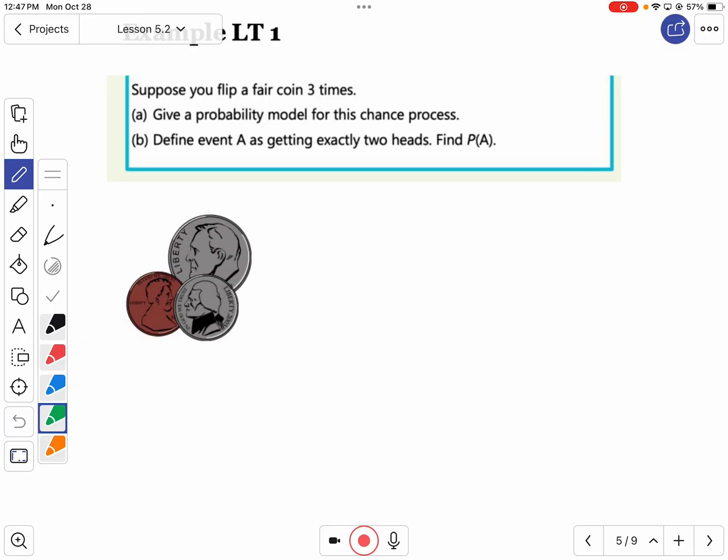All right, so we want to give a probability model for this chance process, and then we're going to define event A as getting exactly 2 heads. So when I toss the coin 3 times in a row, I need to think about what are all the things that we could get. I could have heads, heads, heads, and I could have tails, tails, tails.